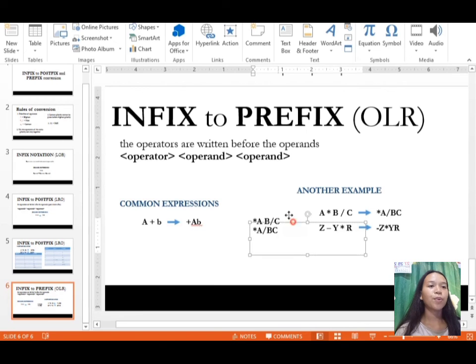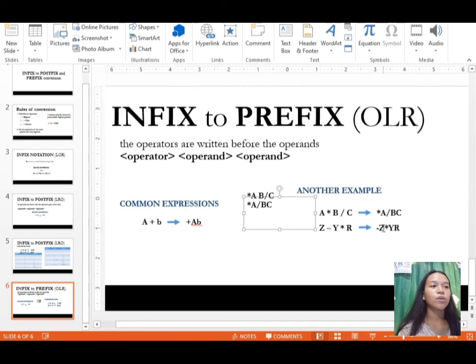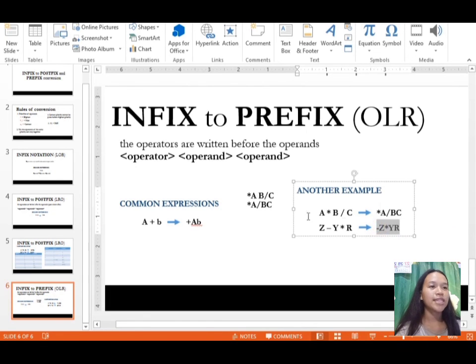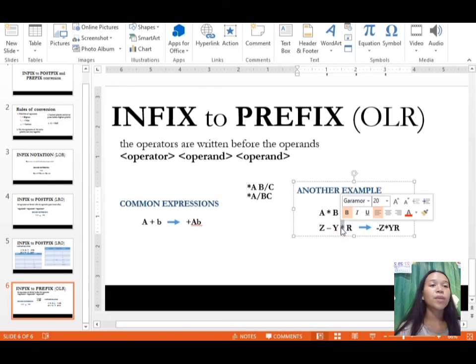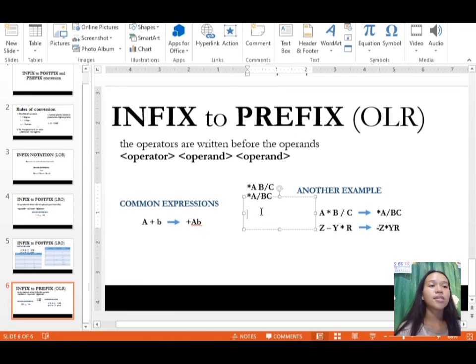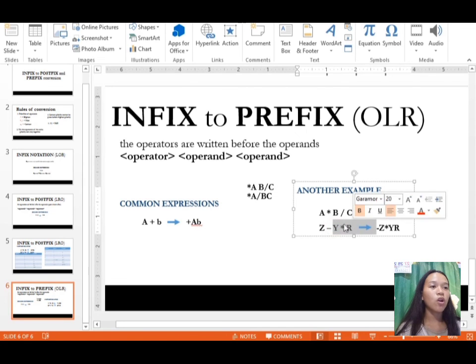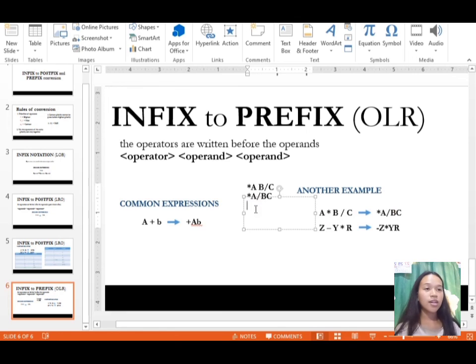So, another example is Z minus Y times R. So, let us check why we have come up with this answer. So, first thing, rule number 1, pangitaon na ta ang priority of operators. So, if you could still remember the rule, the multiplication has higher priority than subtraction. So, siya atong unahon. Y times R, mao atong unahon og convert. Y times R converted to prefix would be times YR.